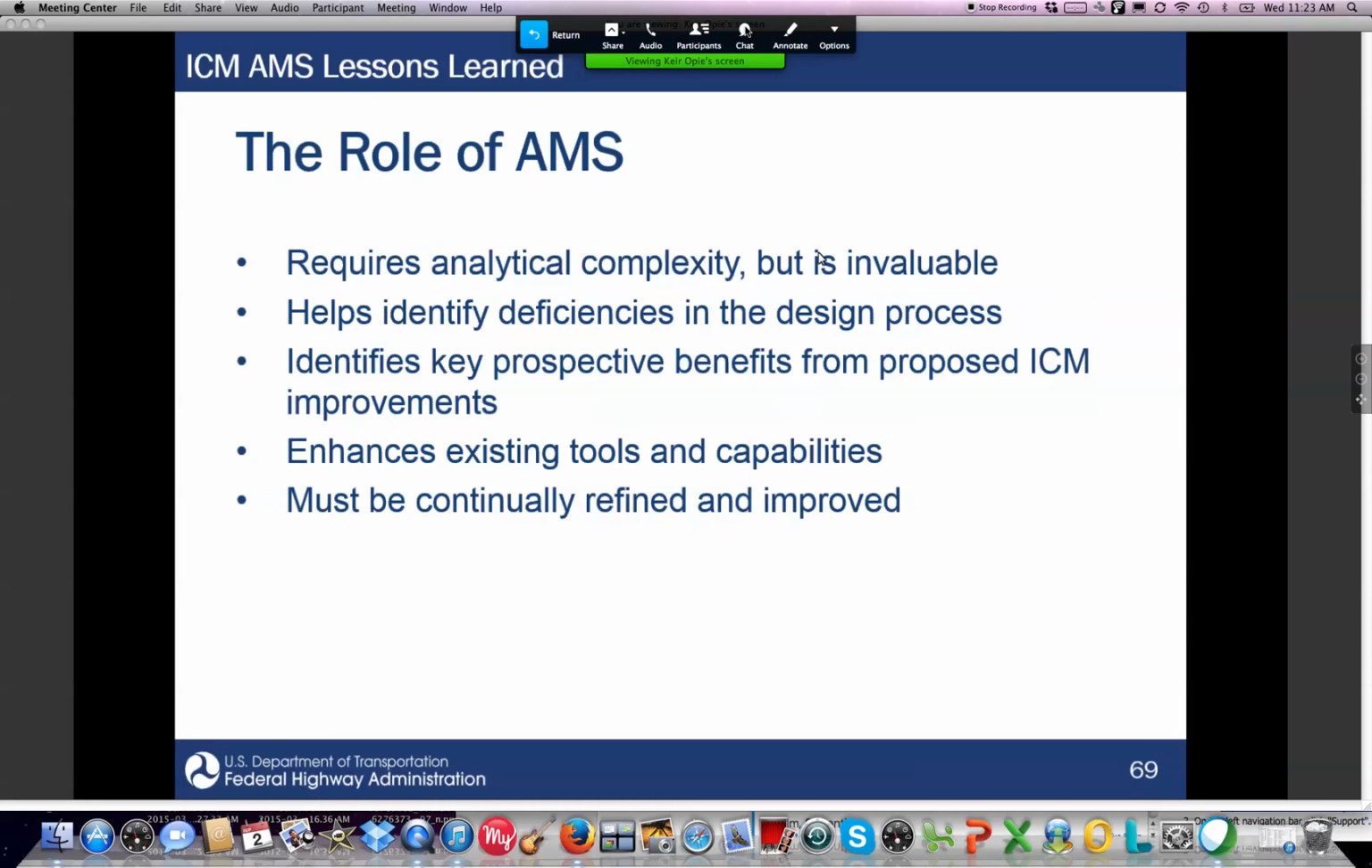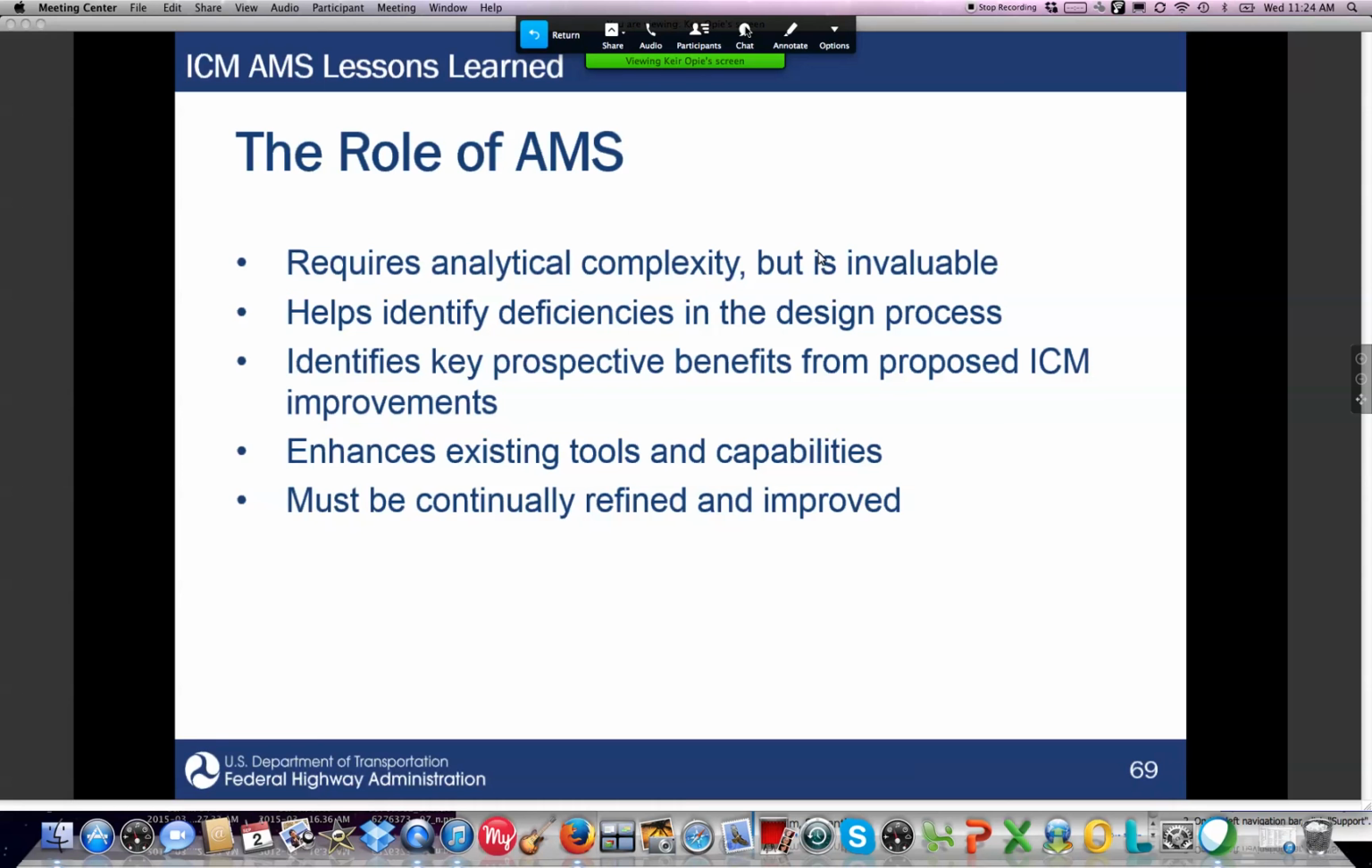So some of the lessons learned from the Pioneer sites, we've covered a lot of this, I think, but it's worth going through and stepping through and making sure that we look at them all again. The role of the AMS, it is complex, it's not easy to do, it's invaluable to help drive a lot of this forward into actual implementation, and to help us to prevent making mistakes in implementing strategies that may not give us the benefits that we were expecting.